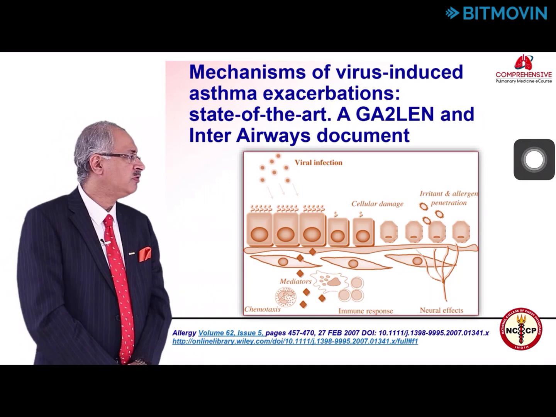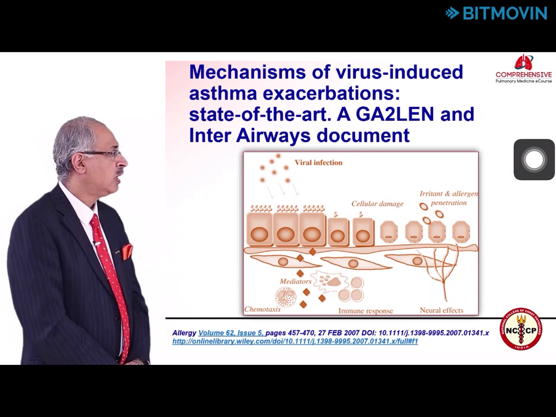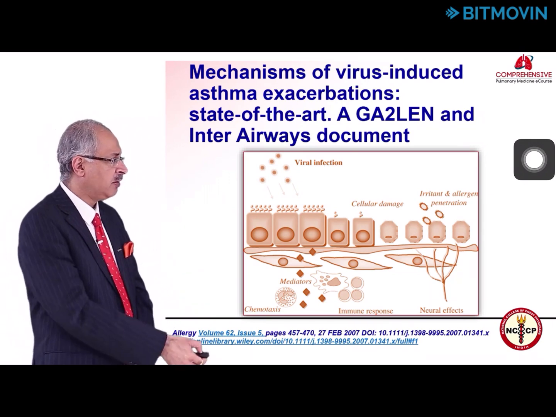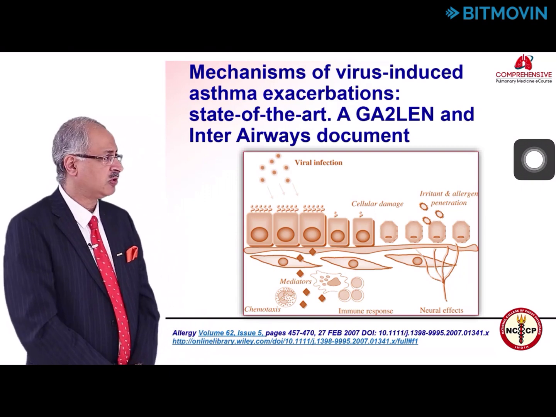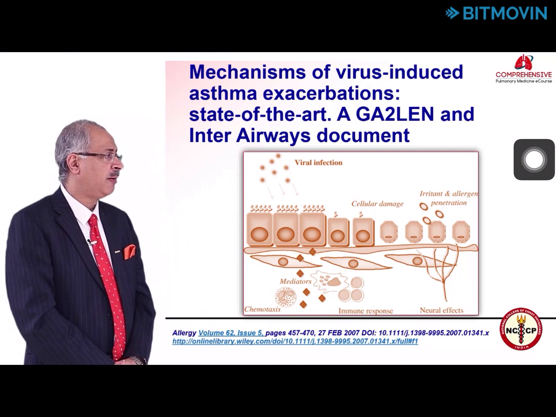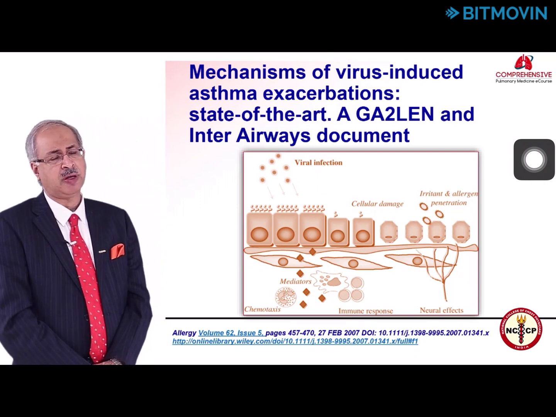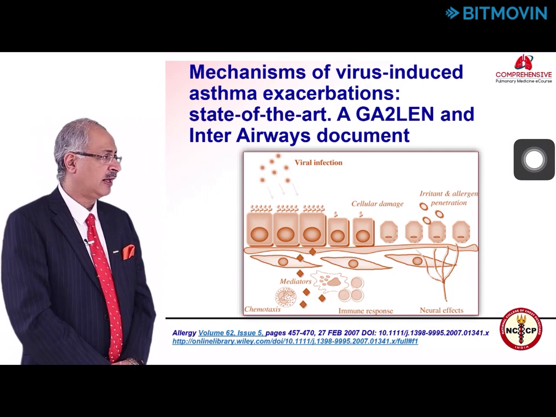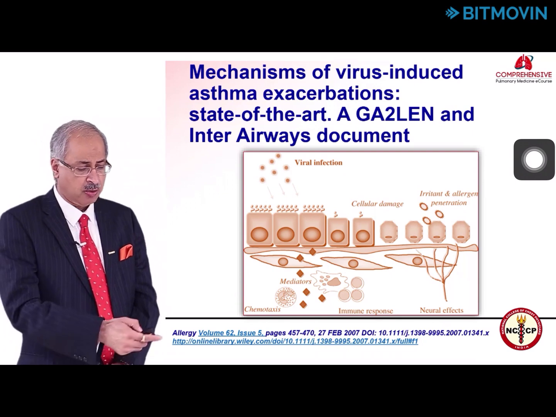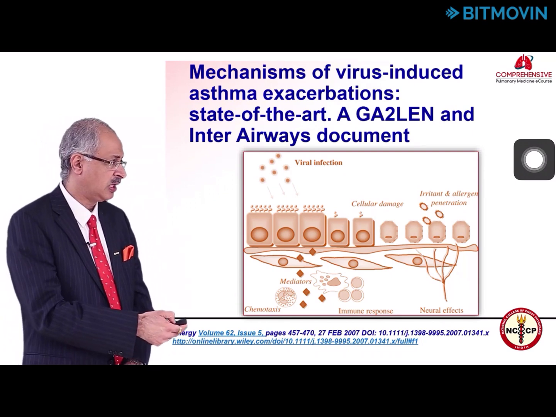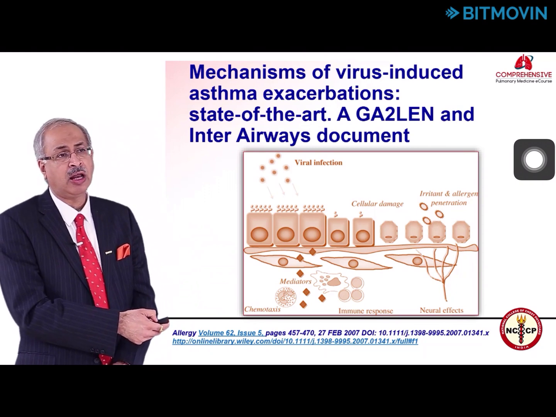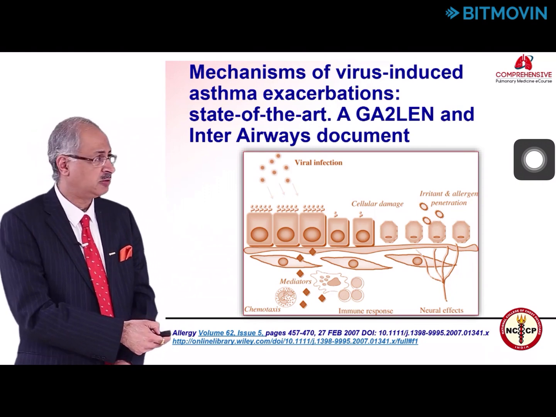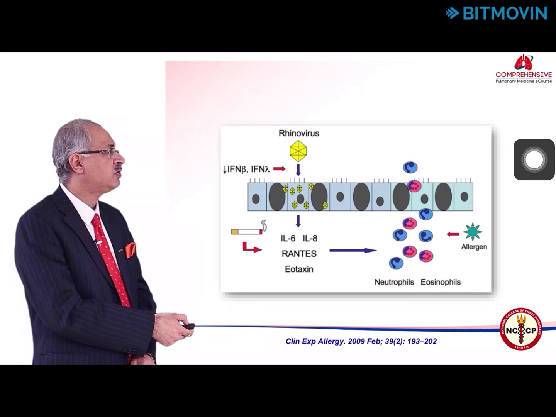In this, what you will see is that viruses lead to epithelial and cellular damage, which leads to release of mediators, chemotaxis, and immune responses. Because of cellular damage, irritant and allergen penetration improves, and that has a significant neural effect causing bronchospasm, airway inflammation, and edema, all the features which precipitate asthma and can also cause acute exacerbations.